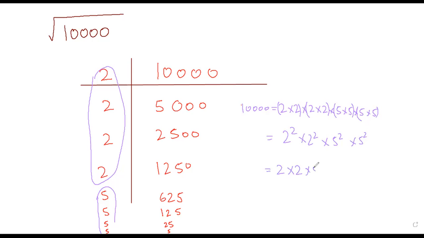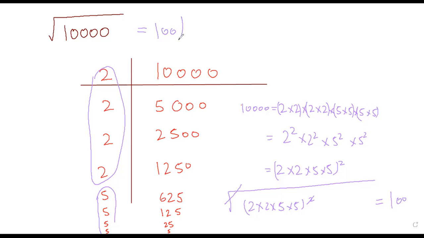And I can write it as 2 into 2 into 5 into 5 and एक ही बार में ऊपर squared लिख दूंगी, and this is going to give me under root 2 multiplied by 2 multiplied by 5 multiplied by 5. So this square and this square root would be cancelled, and what is going to be the answer? 2 multiplied by 2 is 4, 4 multiplied by 5 is 20, and 20 multiplied by 5 is 100. So the square root of 10,000 is 100. So this is how we do it without calculator.